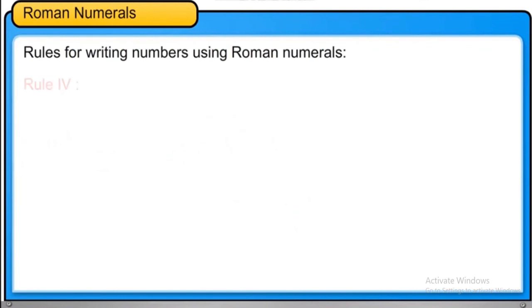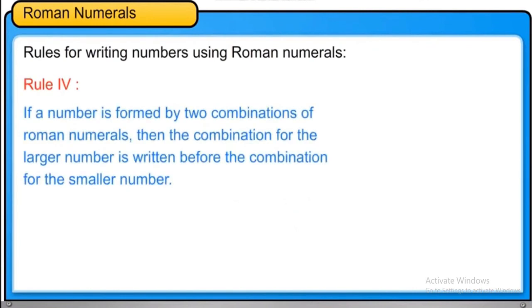This brings us to rule number 4. If a number is formed by two combinations of Roman numerals, then the combination for the larger number is written before the combination for the smaller number. Thus, while writing 28, we write the two X's representing 20 before the combination of V and 3 I's representing 8. Similarly, you write 59 by writing an L representing 50, followed by an I and an X that represents 9.